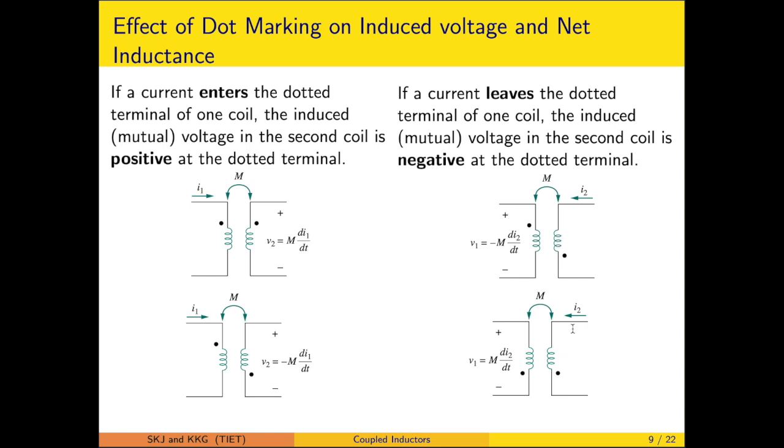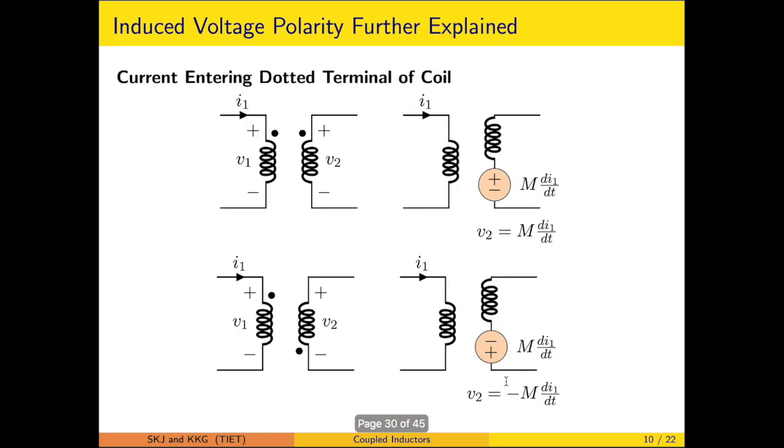Likewise, here the current is leaving the dotted terminal. So the undotted terminal has to be marked positive, or the dotted terminal has to be marked negative. The same process is repeated. Here we will be giving you the polarity of the induced EMF separately, and that induced EMF is represented as a source, so we can have the same information without making any mistake.